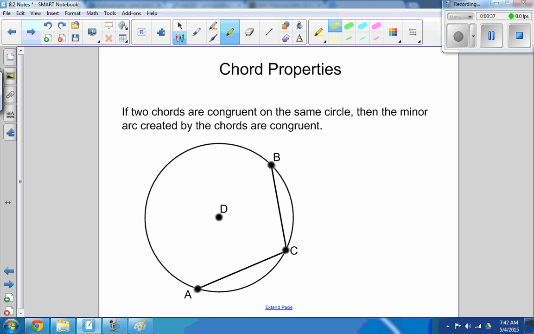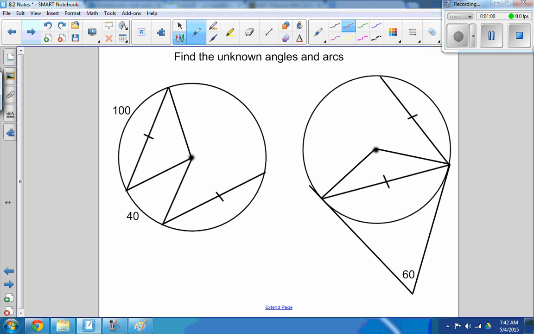If two chords are congruent on the same circle, then the minor arcs created by the chords are also congruent. So these chords, if they are congruent, the arcs they create are also congruent. That's what it's telling us there. So let's use that knowledge to solve some unknown angles and arcs.